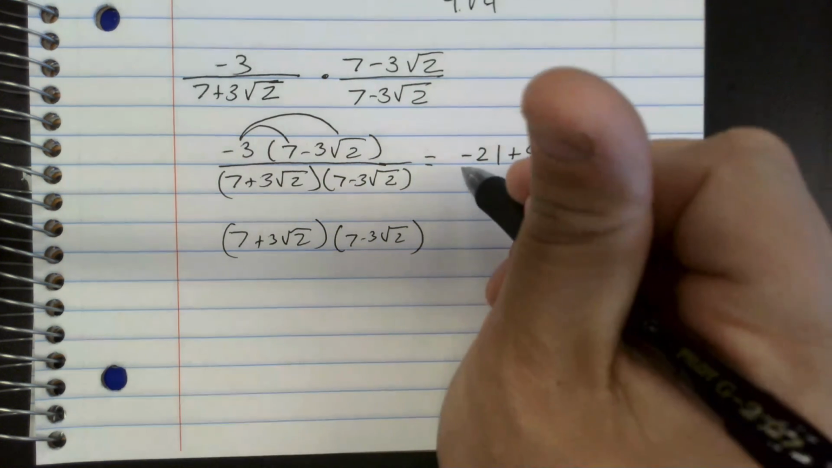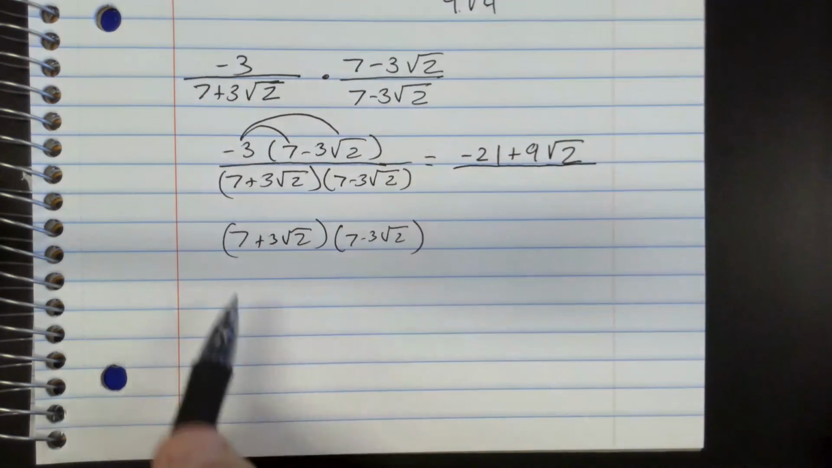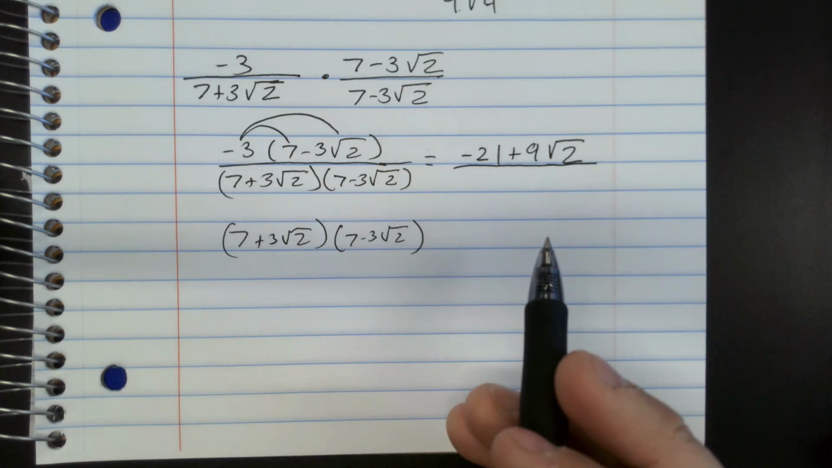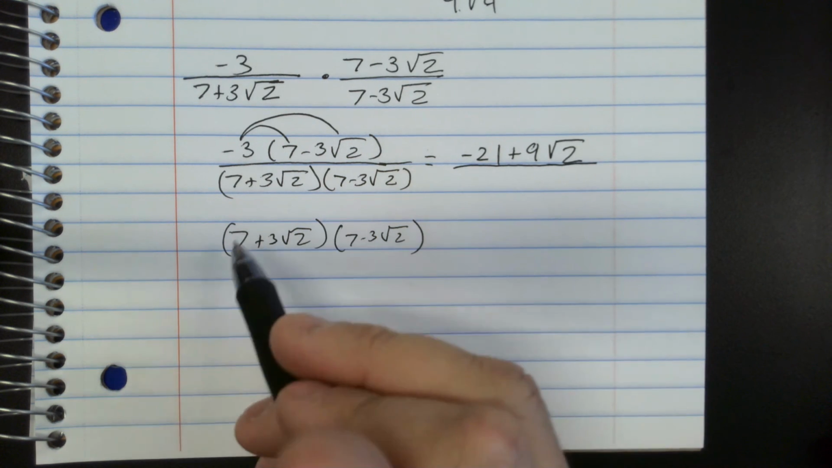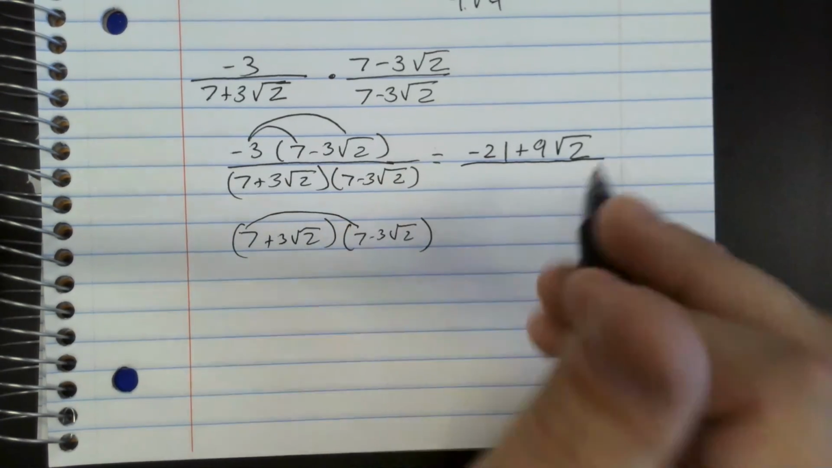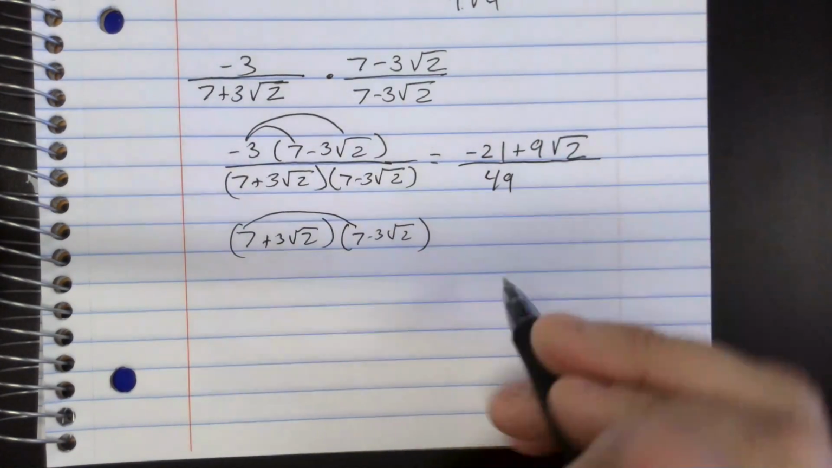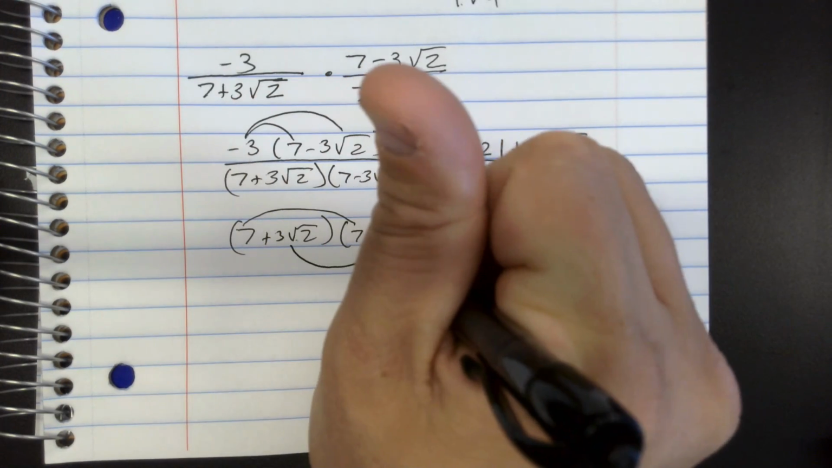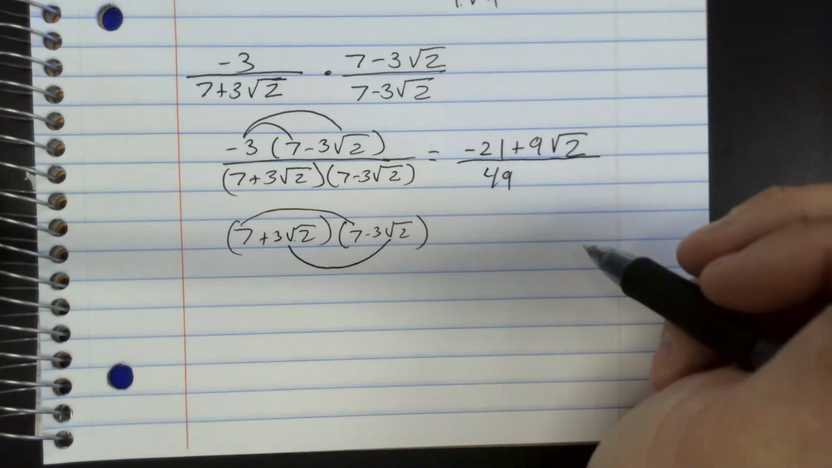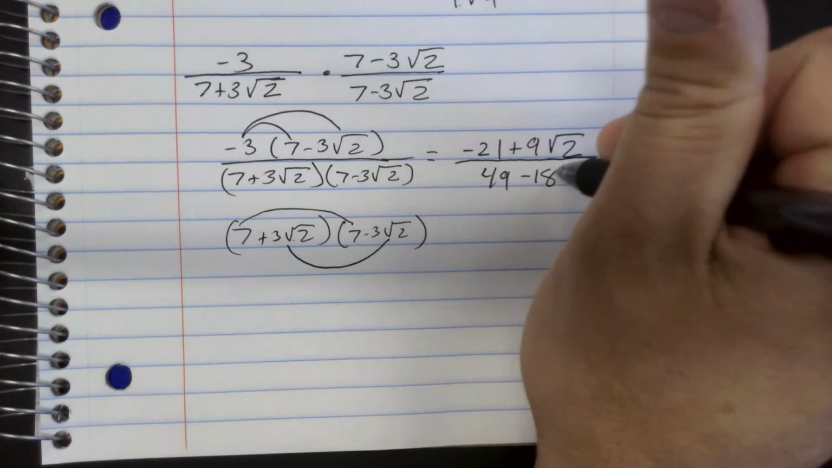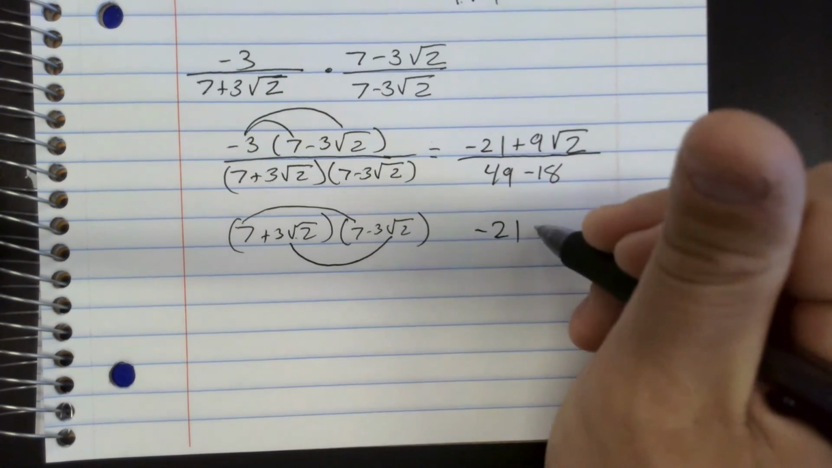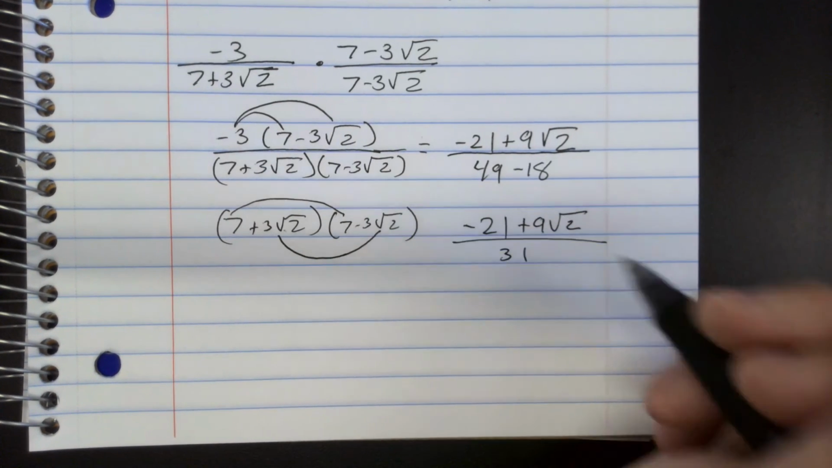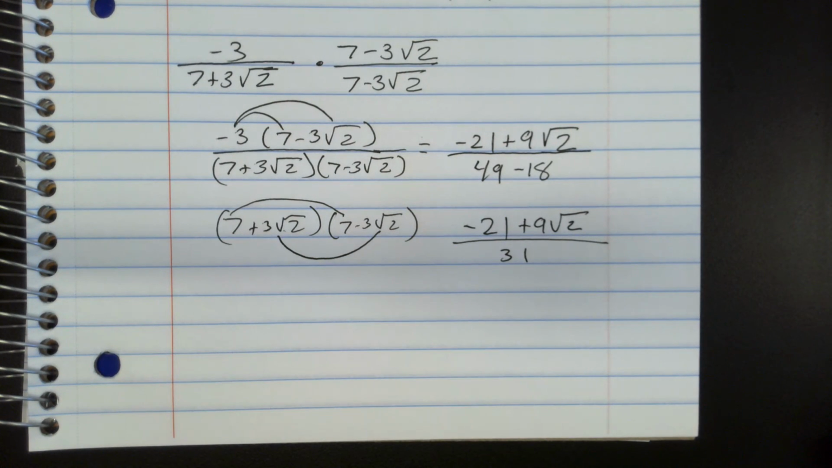The bottom. 7 times 7, which is 49. 3 square root of 2 times negative 3 square root of 2 is negative 18. So on the top, we're going to have negative 21 plus 9 square root of 2 over 31 is your answer. Who got it?